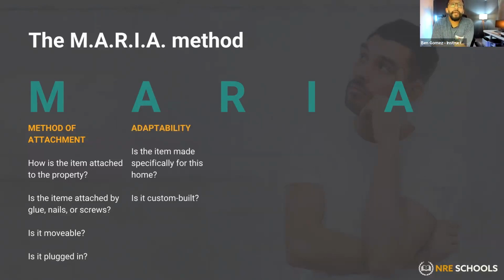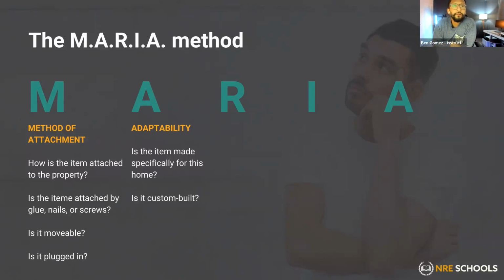Adaptability. A stands for adaptability. Is the item made specifically for this home? Is it custom built? We're talking like a fridge. Think about a regular slide-in fridge that has the little 36-inch wide opening. You slide it right in, you plug it in. That's still personal property. But if that fridge is built in with the fancy cabinet faces that look like the cabinet, it's built in there, that will now be deemed real property. It was custom made for that specific spot.